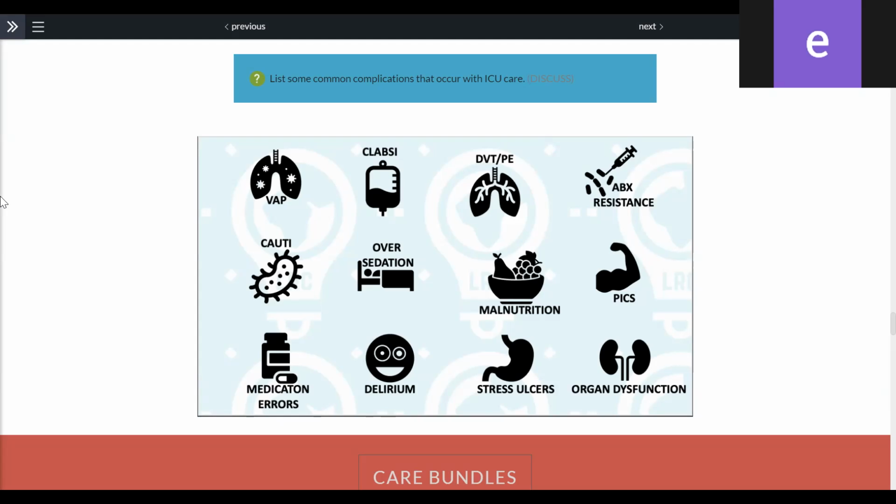And of course, due to all these things that are going on, patient can go into sepsis and get multiple organ failure. So those are some of the complications that can occur in ICU. Okay, so we can go to the care bundles.